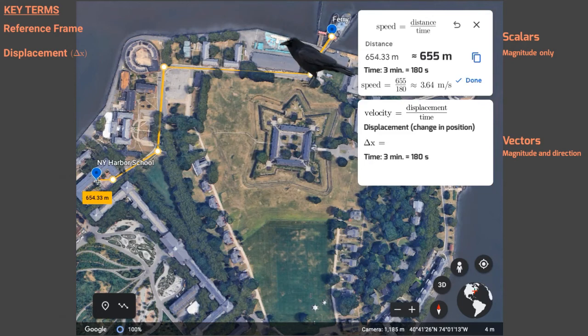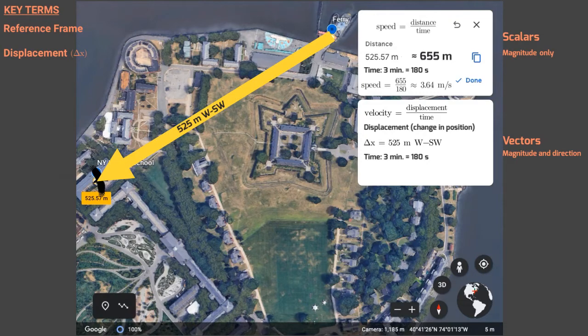All right, let's put our crow friend on the Corson, and she's going to take the shortest path to the harbor school, flying in a straight line. In this case, we would say that the crow's displacement was 525 meters, roughly west-southwest. Just as the speed formula is speed equals distance over time, the velocity formula is displacement over time.